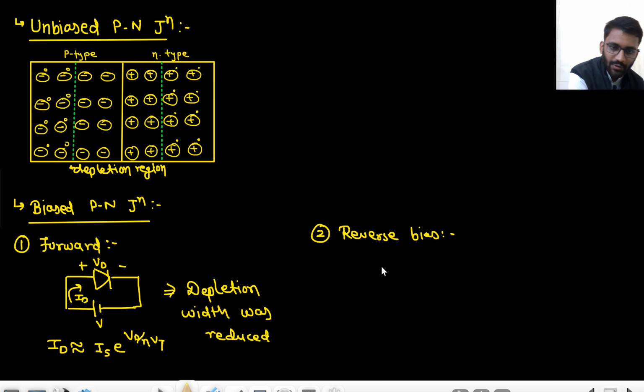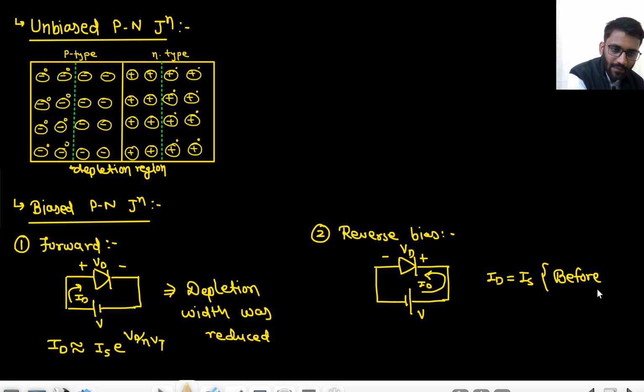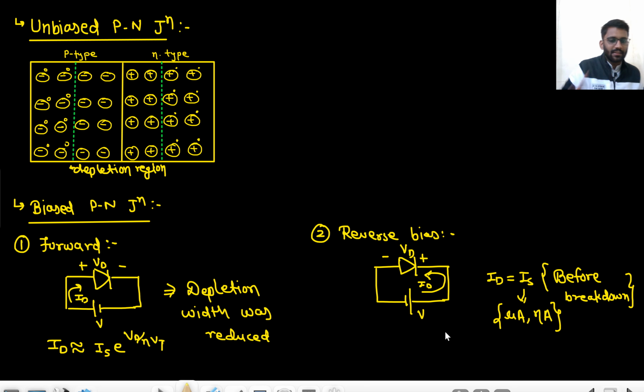In reverse bias, what was happening? You give an opposite supply, negative to this and positive to this. This was potential V, and the current was flowing in this direction. The current was the reverse saturation current only, before breakdown. This current is in nanoampere or microampere. Usually in circuit analysis we ignore this current, so we just say in reverse bias there is no current. And here the depletion width was increased.